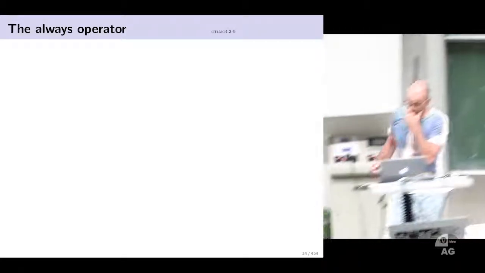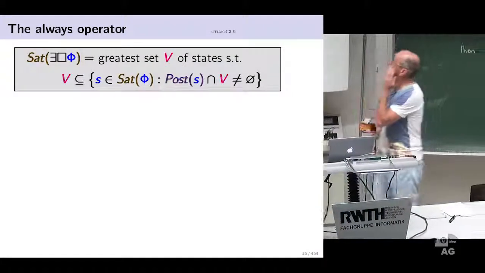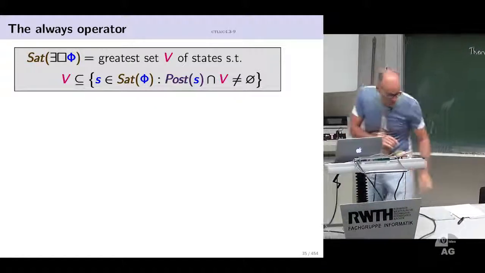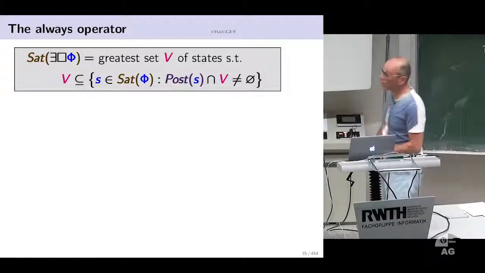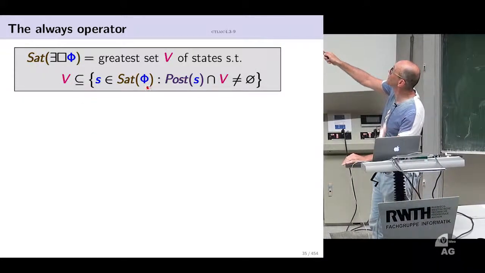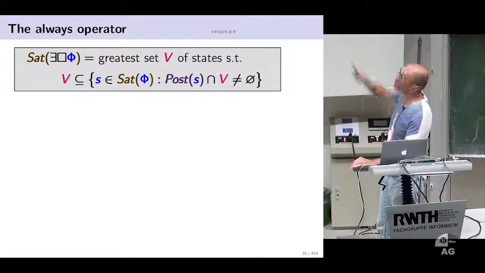Good. That was the until. What about existential always? So existential box is the largest set satisfying the following criterion. So we're looking for the set V, and V needs to include all the states that are satisfying phi who have a direct successor into V.